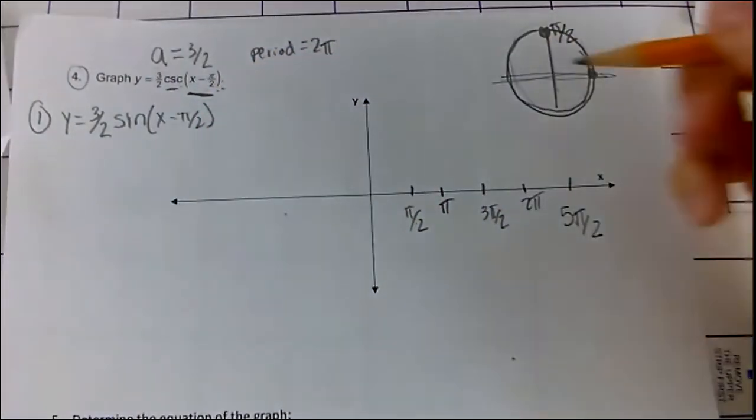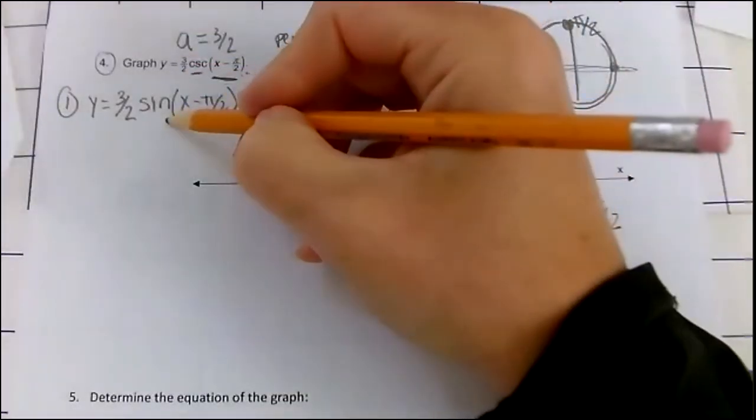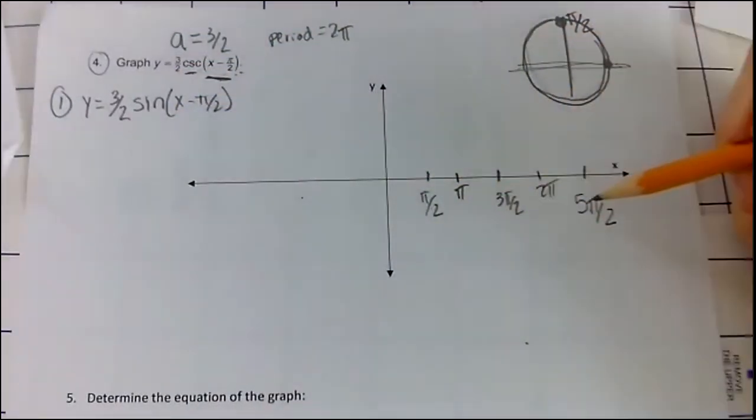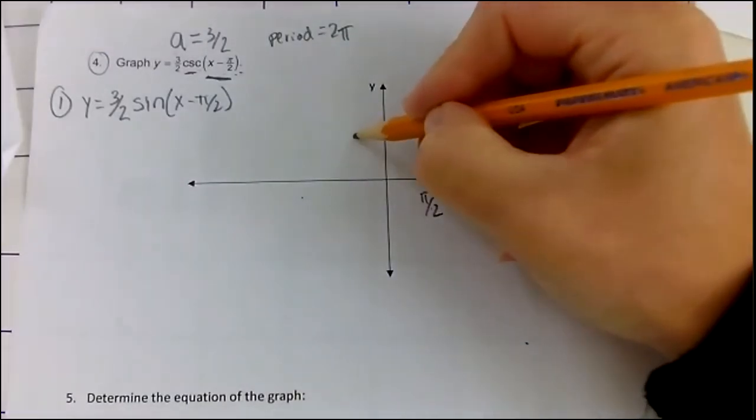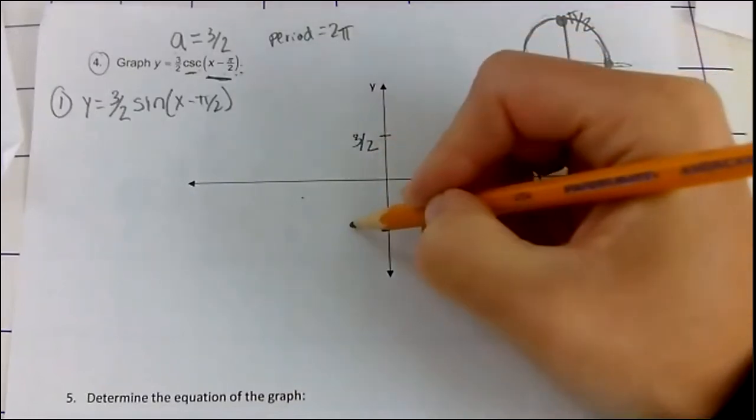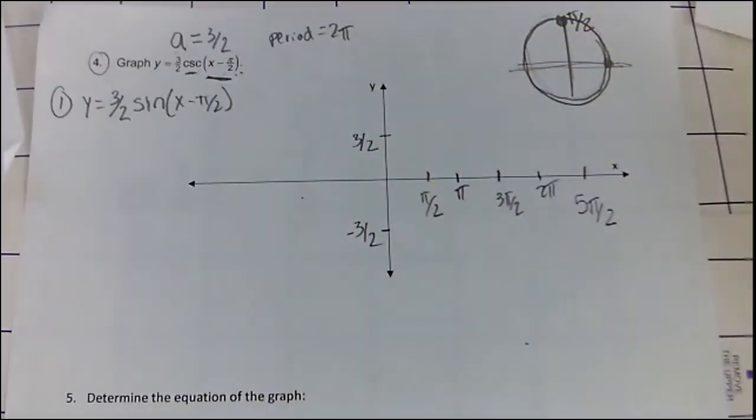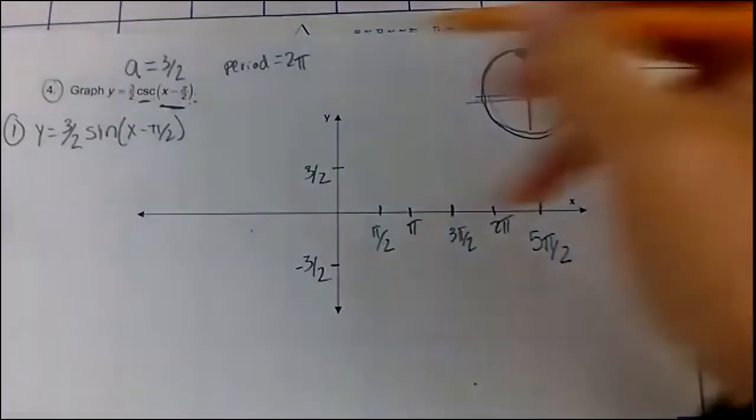Let's see what happens here. So what we were doing is we're graphing this sine, all right? And it's pi over 2 units to the right. So imagine, again, my amplitude is 3 over 2 or 1.5. So it goes to 3 over 2 and negative 3 over 2. All right. So then it's a sine graph.